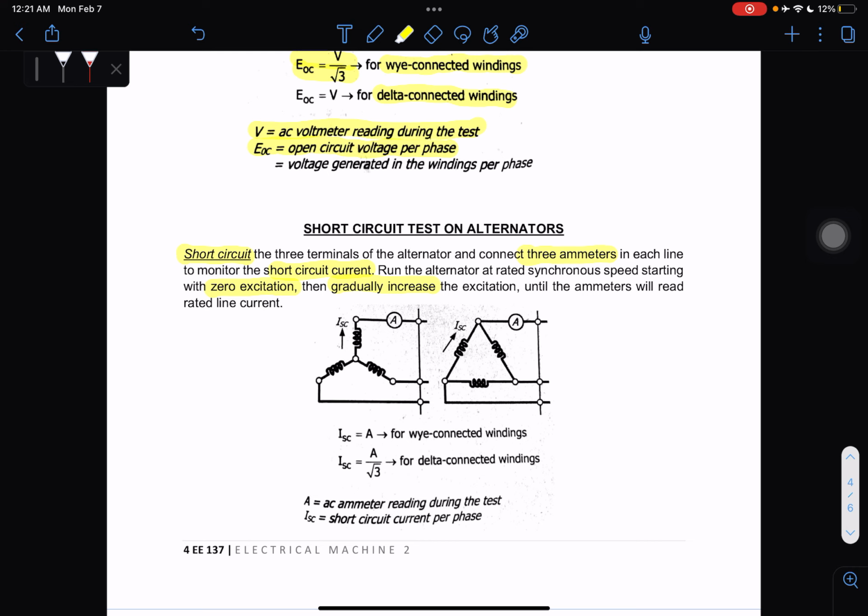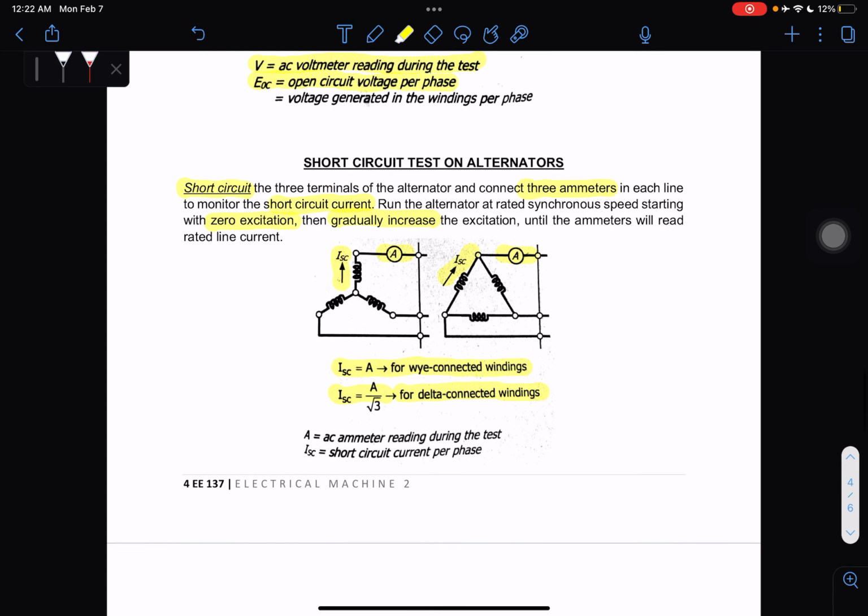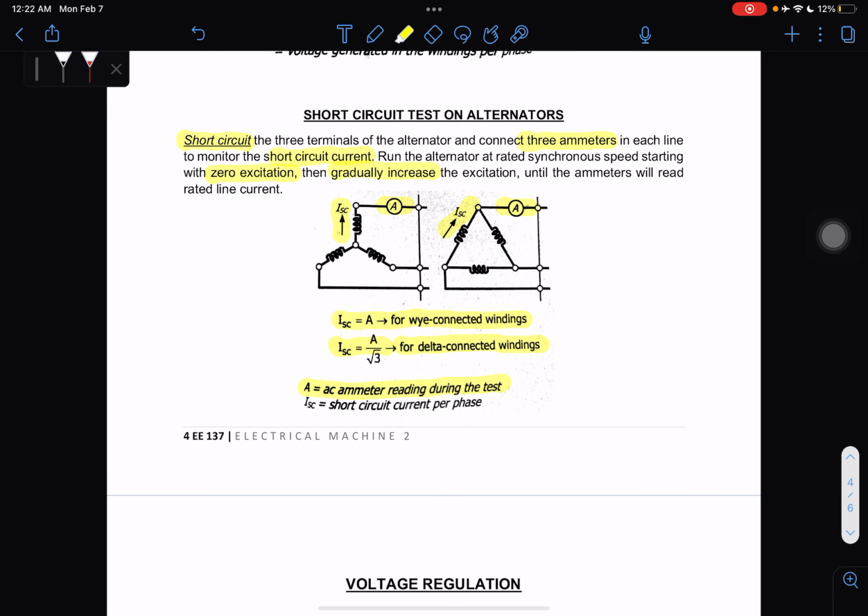A is the ammeter reading during the test, which is our short circuit current per phase. The formula for Y connected is that they are equal, and for the delta connected, ISC is equal to A over square root of 3. Take note of the formula.